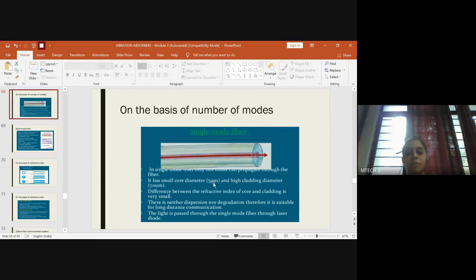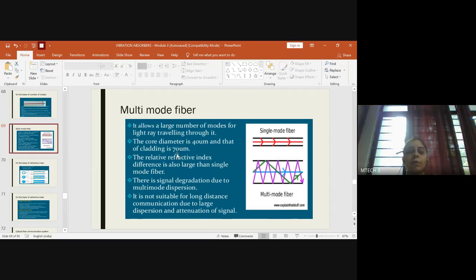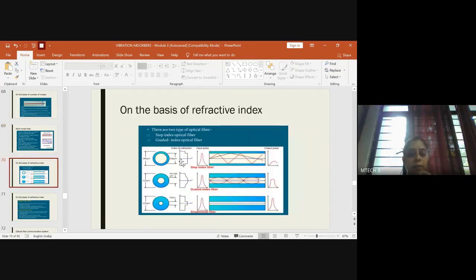So the dimension here was 5 micrometer and 70 micrometer. And here it was 40 micrometer and 70. So there was no more gap between the core and the cladder. But here, there is a difference, and hence it results in the formation of a step-like cross-section when we see. Means you'll be having a little variation.